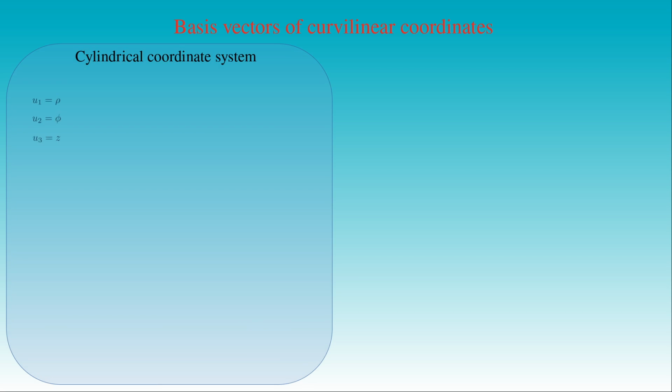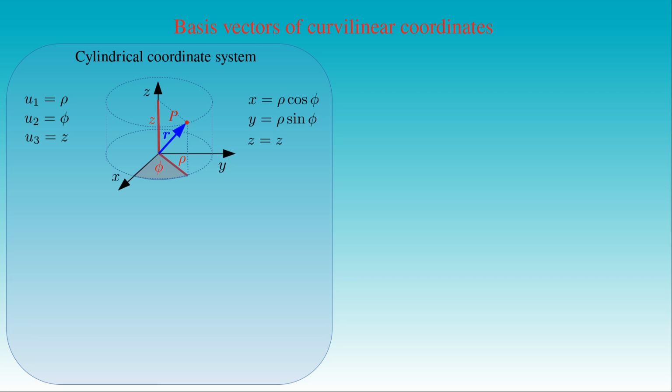Here the curvilinear coordinates u1, u2, and u3 are the quantities ρ, phi and z, which are defined in this figure. We also have the explicit forms of the Cartesian coordinates as the functions of the cylindrical ones. By using these functions, we would like to determine the basis vector e_ρ, which is the unit tangent of the ρ line translated to the point P. The basis vector e_phi, which is the unit tangent of the phi line translated to the point P. And the basis vector e_z, which is the unit tangent of the z line translated to the point P.